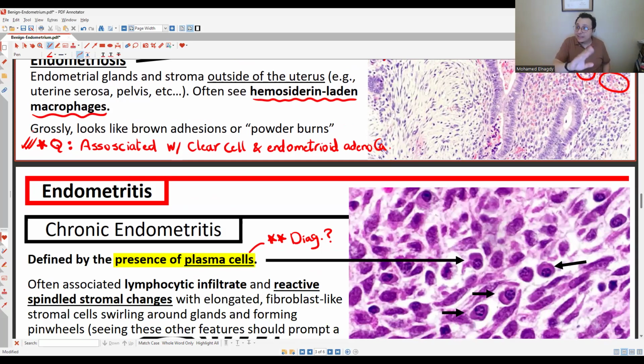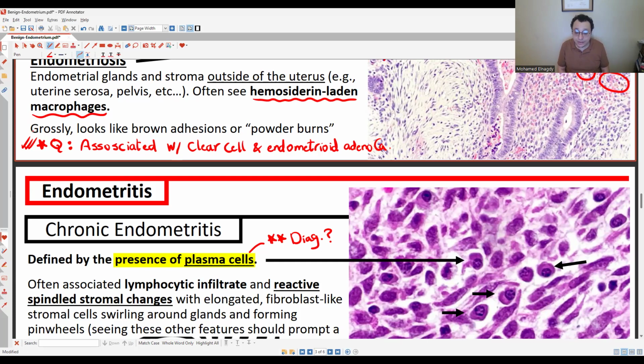It was asked nearly 3 times in Path Dojo, one of the Q banks for the boards. They love this fact. It was not asked in any other Q bank, but it looks like the authors of Path Dojo love this information. It's associated with clear cell and endometrioid adenocarcinoma, the endometriosis, adenomyosis.